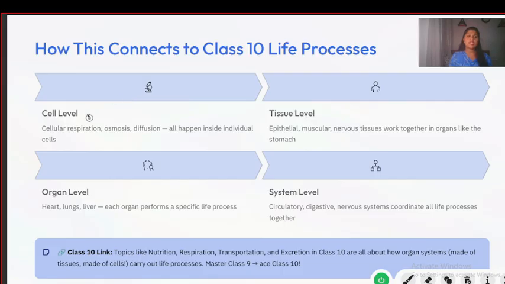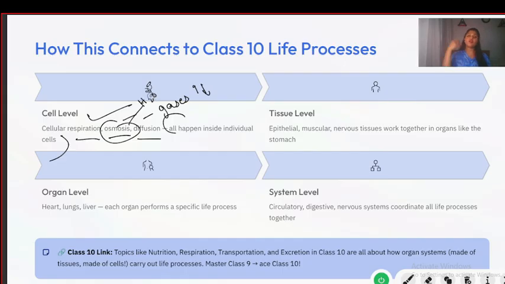So at the cell level, cellular respiration, osmosis, diffusion, all this happens inside a cell. Osmosis and diffusion we will learn under the plasma membrane. Diffusion means where gases are transported from the higher level to the lower level. And osmosis, where water is transported from higher level to lower level through a semi-permeable membrane. So all this also happens inside a cell. So when you are learning about respiration, you will learn about this also.